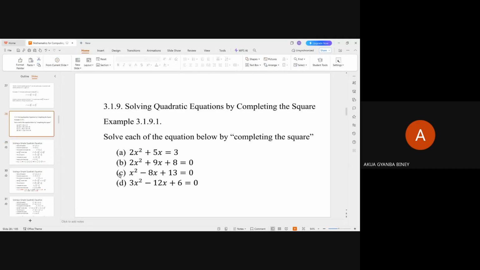So the third one. Can somebody give me the answer? I think the solution is in there, but can somebody give me the answer? Please solve the third and the fourth one. If you have written the question, let me go to one of the solutions that we looked at so that you know the steps. We are doing the C, x squared minus 8x plus 13. Somebody can try the D, 3x squared minus 12x plus 6.